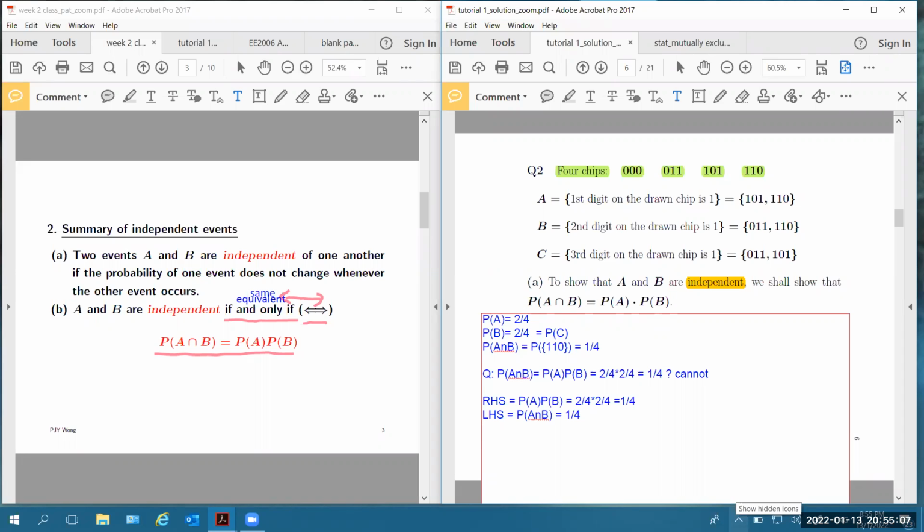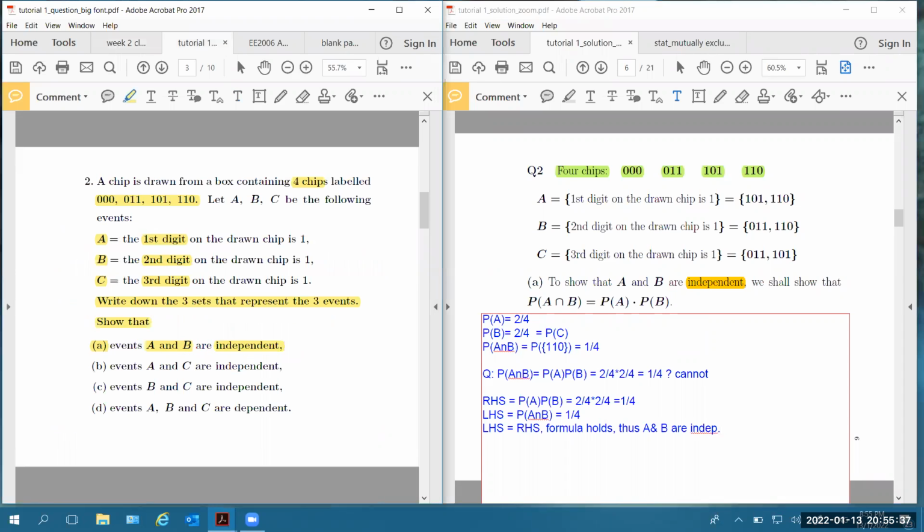Therefore, left-hand side equal to right-hand side. So the formula holds, right? Therefore A and B are independent. Is it okay? All right, so this concludes part A. Any problem? So this concludes part A. Any questions? Any questions asked now?